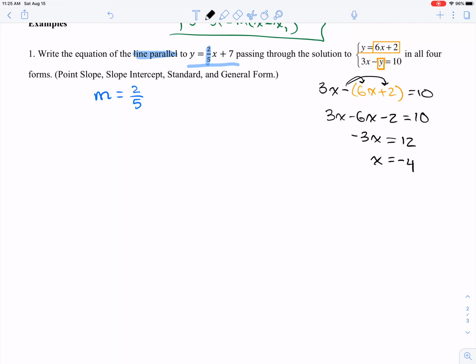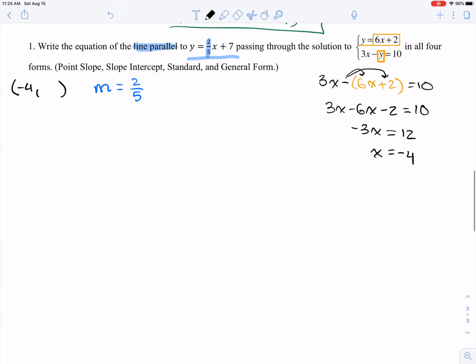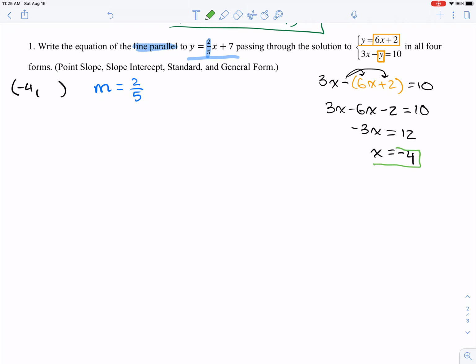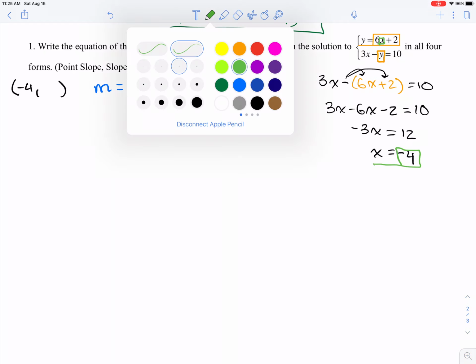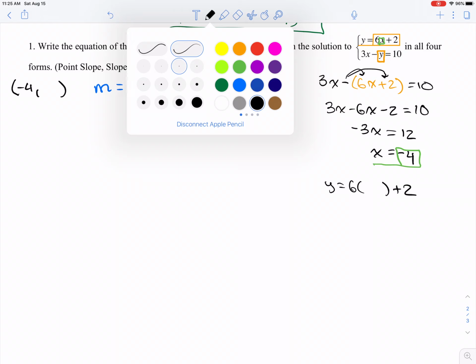And it's so tempting to stop there, but remember, for point slope form, we need to have a point and a slope. So we have x equals -4. So you can sub it into either original now to solve for the y value. So if x is equal to -4, I'm probably just going to go to this top one here. And just sub it in wherever I see x. So y equals 6 times -4.